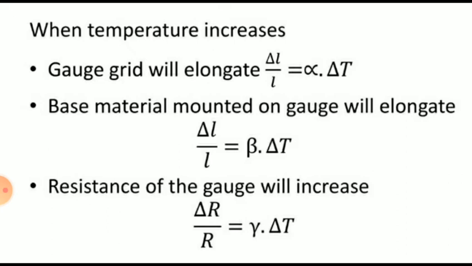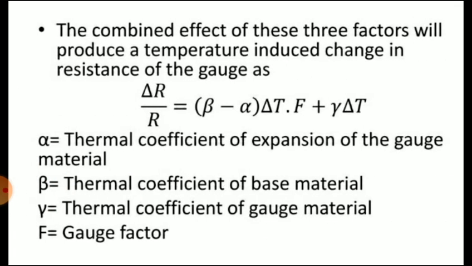Now those temperature effects may be handled by compensation or cancellation. You can see in the slide, the combined effect of these three factors will produce a temperature induced change in resistance of the gauge. Alpha is the thermal coefficient of expansion of the gauge material. Beta is the thermal coefficient of the base material, that is regarding the second case, as I have told earlier. And gamma is the thermal coefficient of the gauge material. And F is the gauge factor.